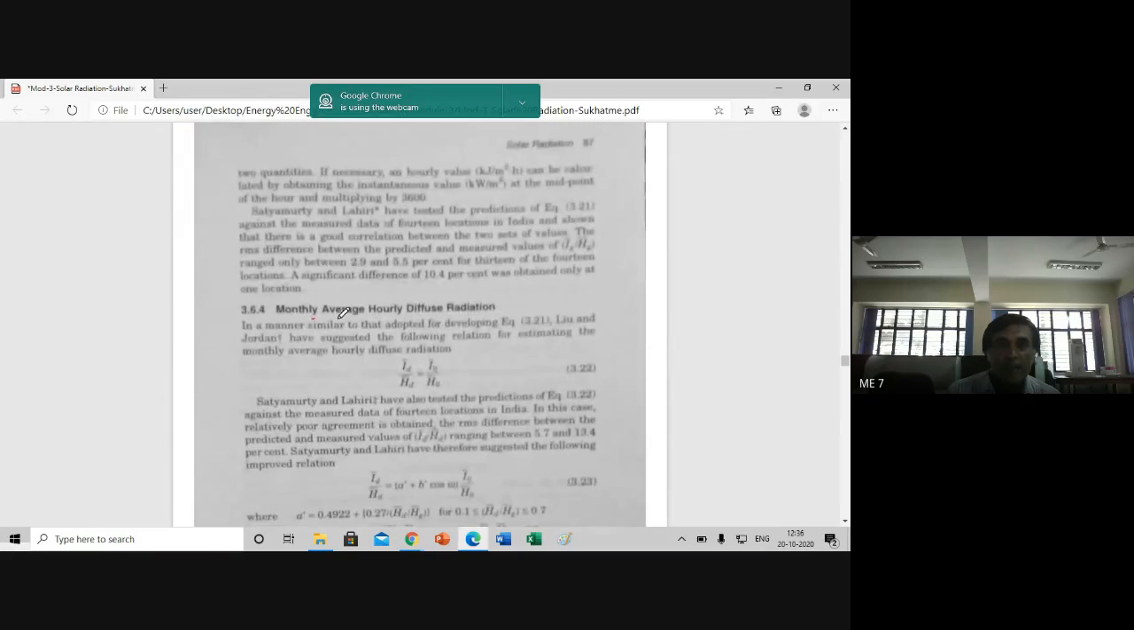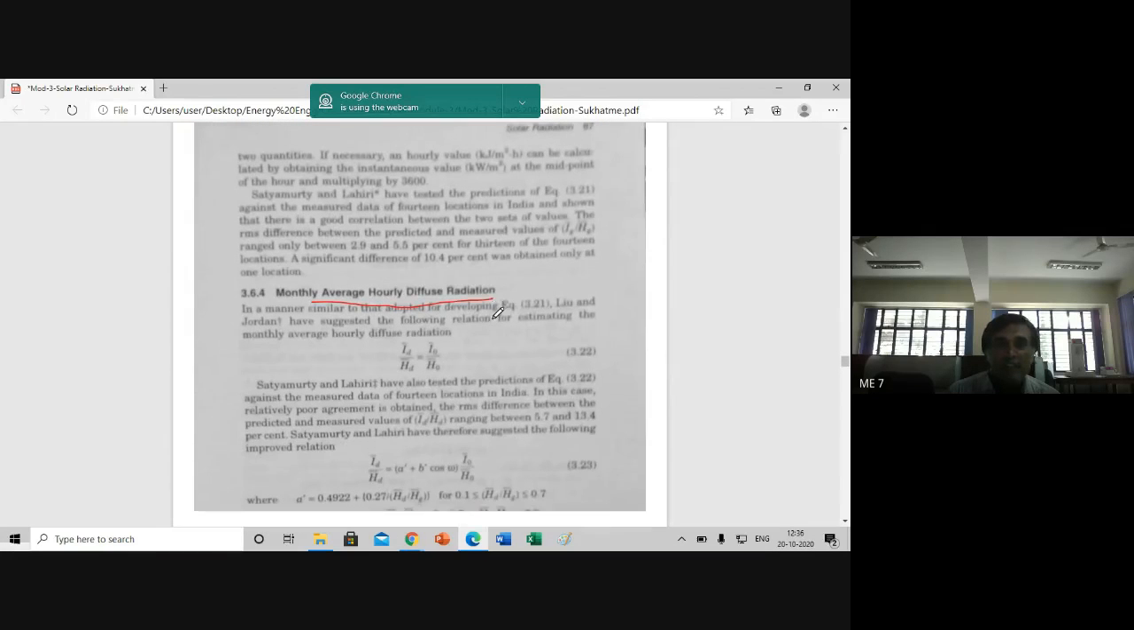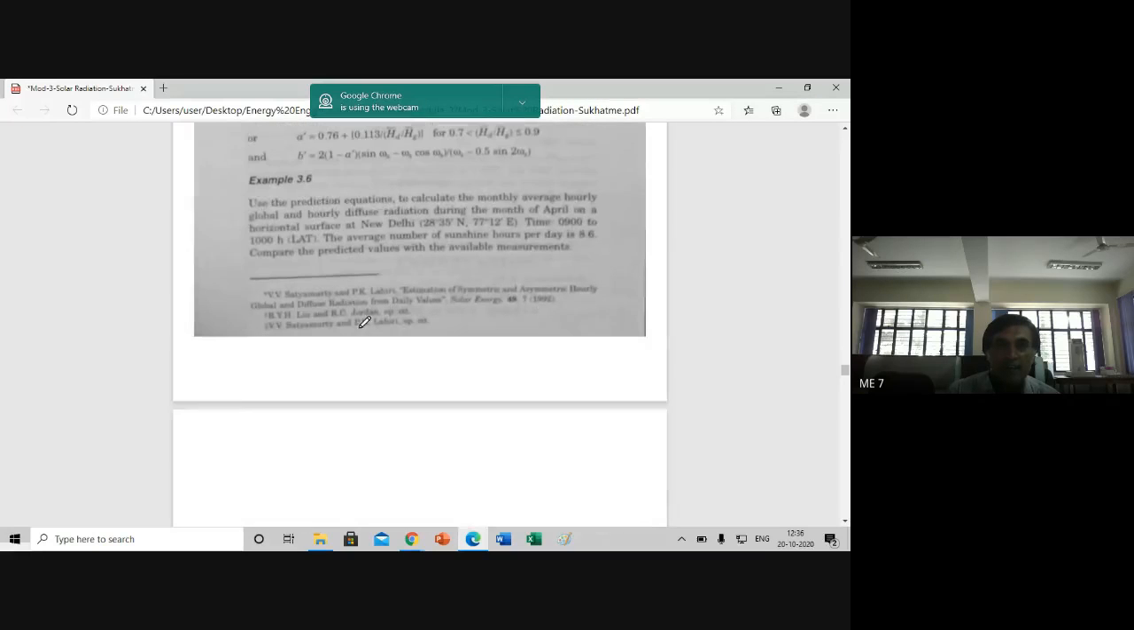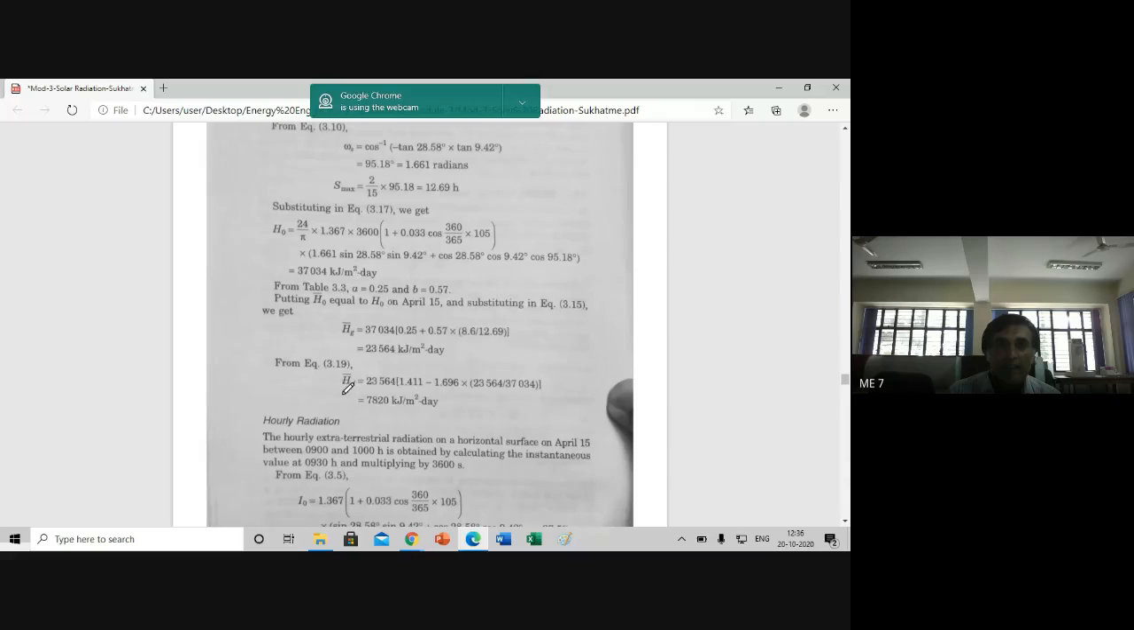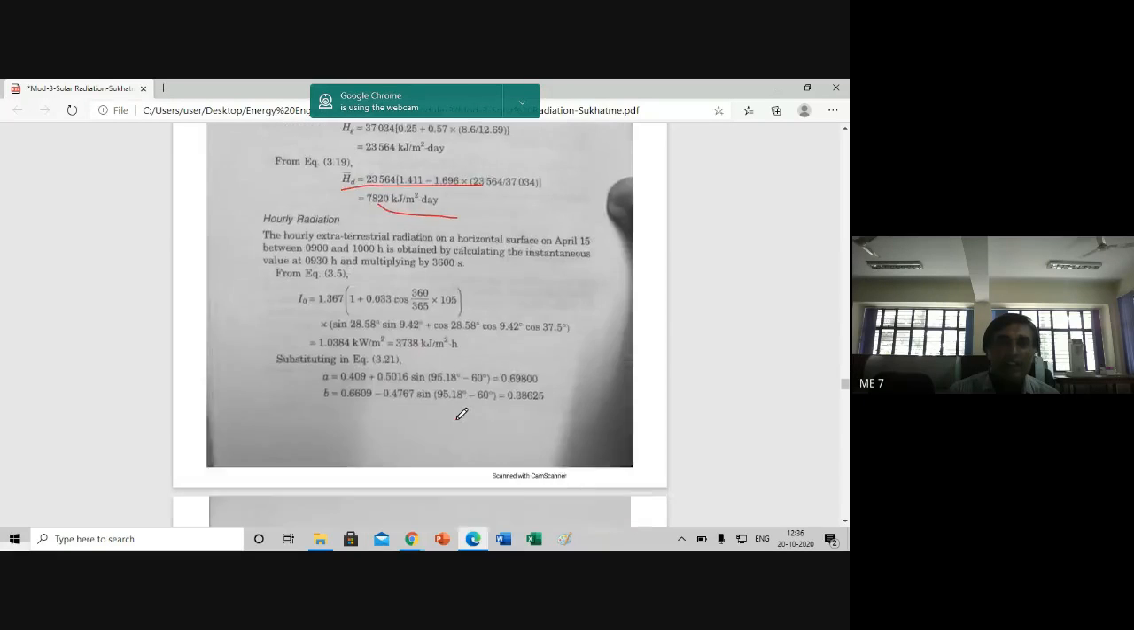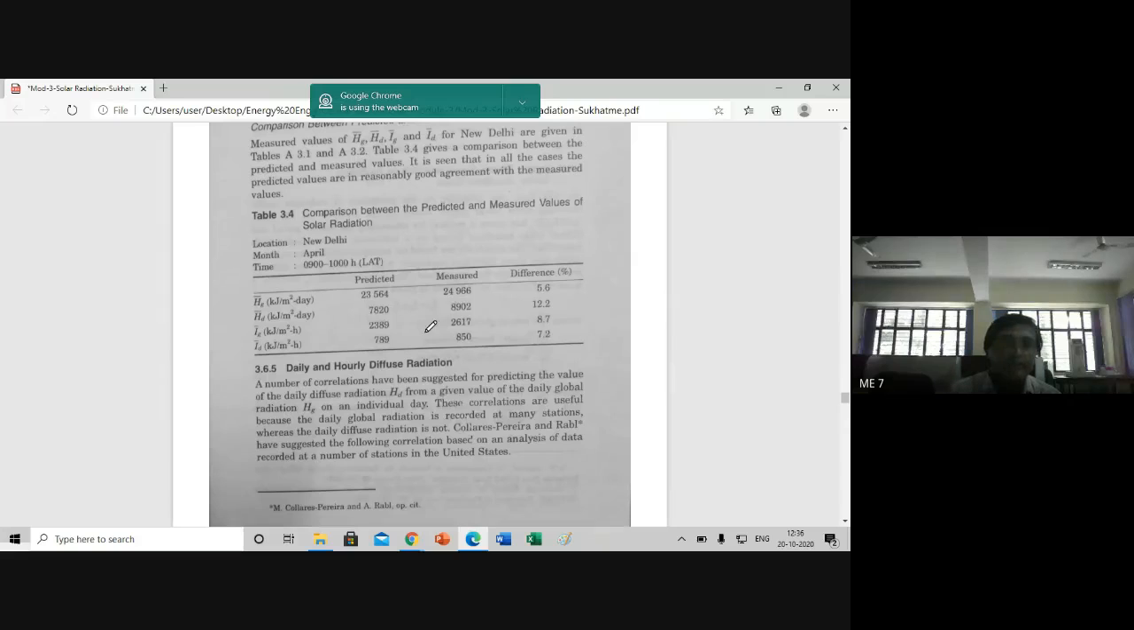Next is monthly average hourly diffuse radiation. So take this final equation, it is enough, and the problem is based on that. This HD you have to calculate exactly similarly to that one. If you go into all these problems, the syllabus becomes too vast. However, just have an exposure.